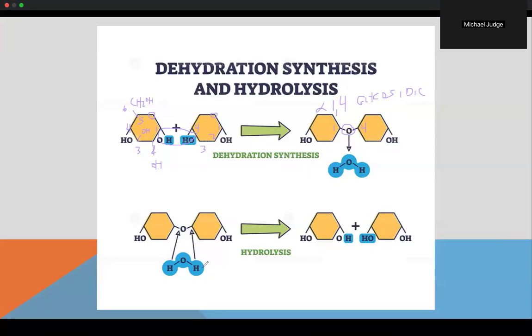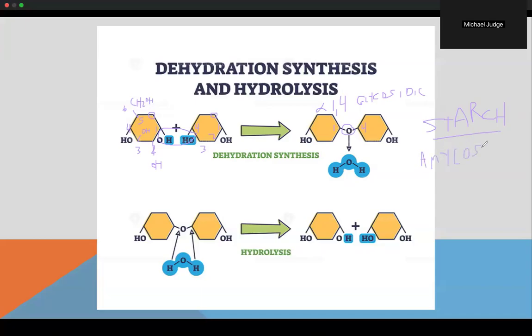Note I'm showing below, you can also break apart alpha glucose, and if you were to eat some starch, because remember that starch is what you get if you have a chain of alpha glucoses that are linked by alpha 1,4 glycosidic linkages, you make starch, also chemically referred to as amylose.